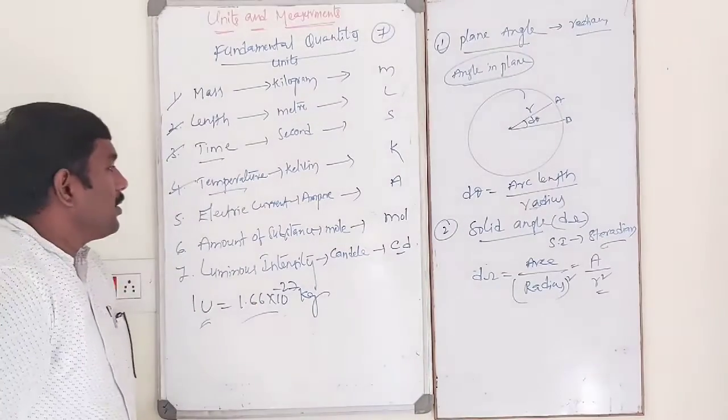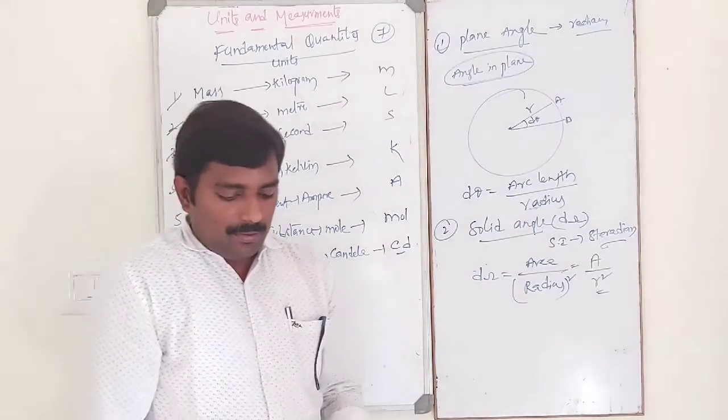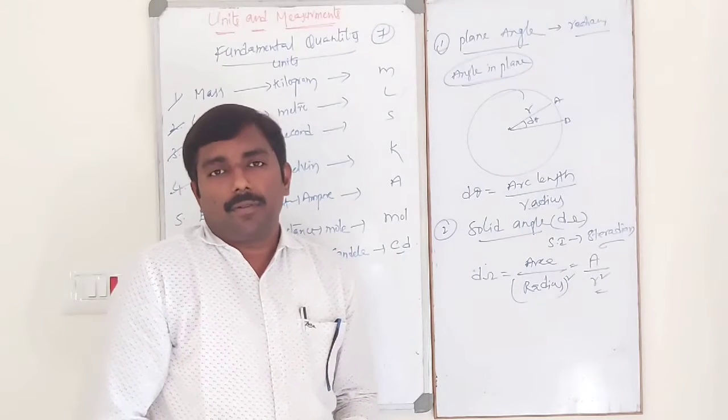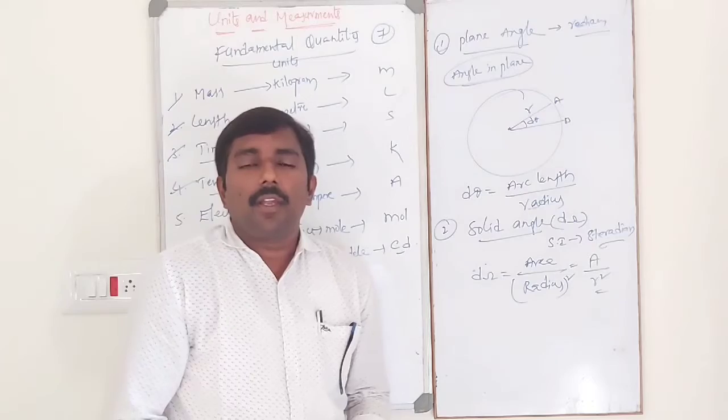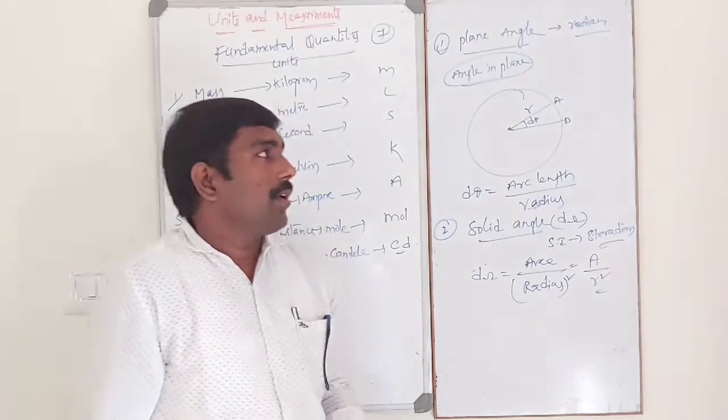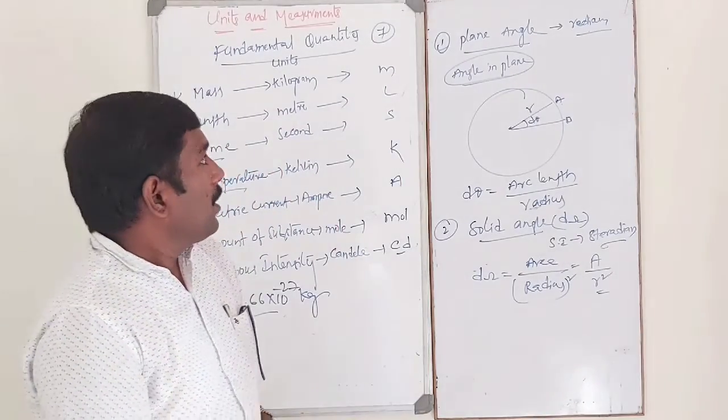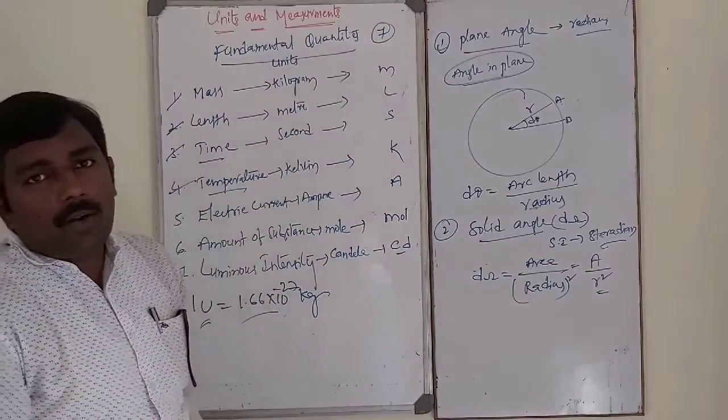Next, temperature. Temperature is measured by which device? Thermometer. So thermometer is a device to measure the temperature of the human body. Now, these are the fundamental quantities.